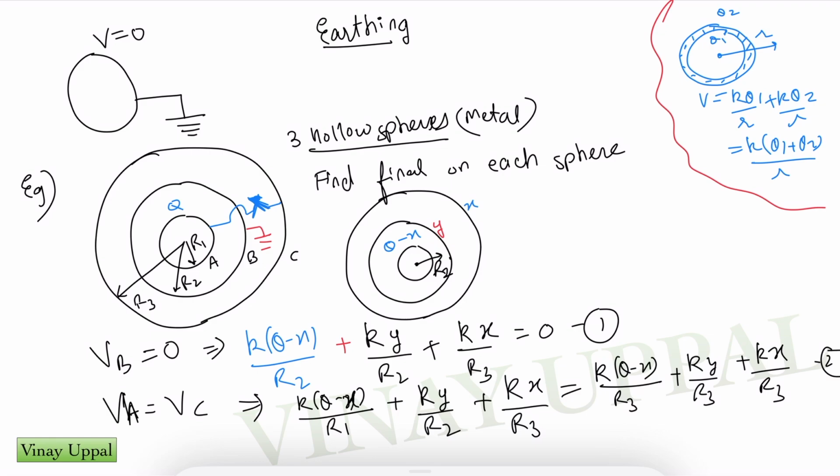So I hope you've understood how we can get the final charges on each sphere. Suppose you want to find the final charges on each surface of each sphere as well. So first you do this calculation, get the values of X and Y. Then you can distribute the charges. Let me just do that on the next page.